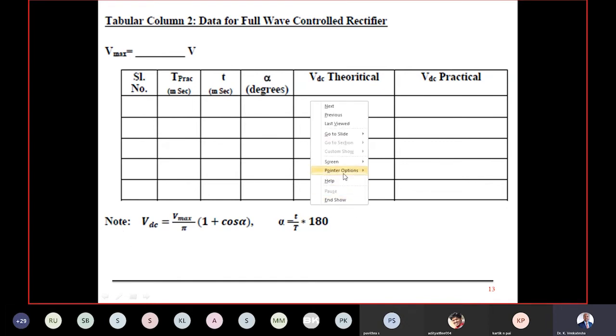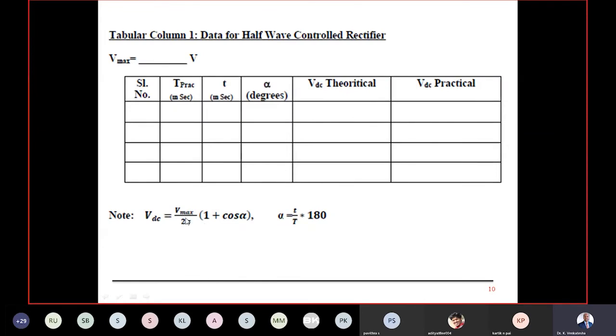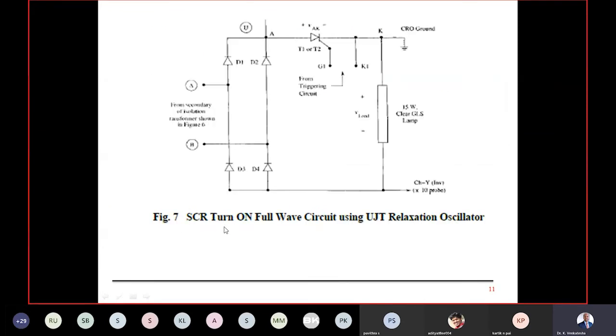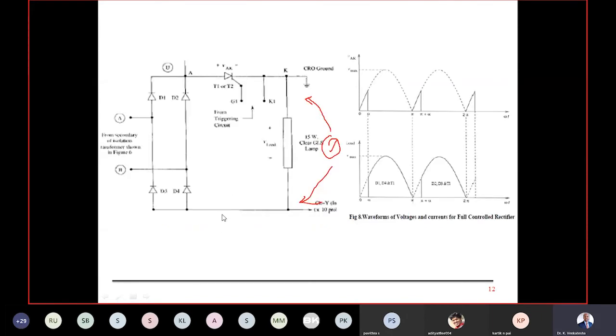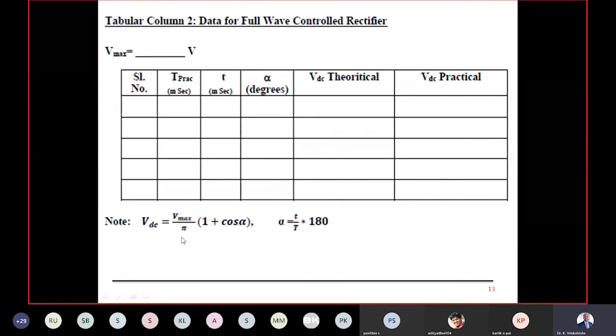Now my formula is different here. What's my formula? VDC is equal to Vmax by pi times (1 plus cos alpha). What's the formula in the half wave case? VDC is equal to Vmax by 2 pi. In the denominator we have a 2, which means that 50% we get in the half wave control rectifier. In this full wave control rectifier circuit, my formula is Vmax by pi, not 2 pi.